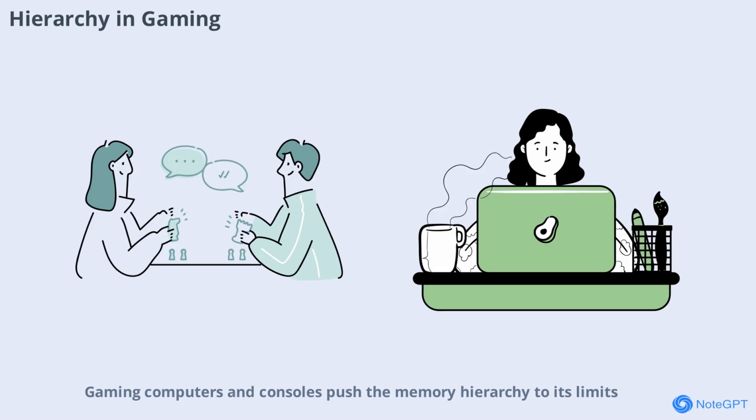Gaming computers and consoles push the memory hierarchy to its limits. Fast cache and large amounts of RAM are essential for smooth graphics and quick load times. Game data is streamed from secondary storage into RAM, while the most critical instructions are kept in cache and registers. This setup ensures an immersive and responsive gaming experience.